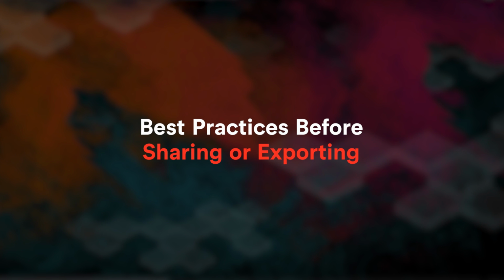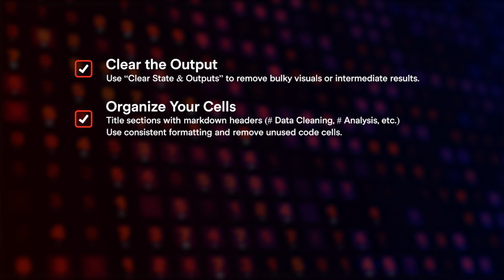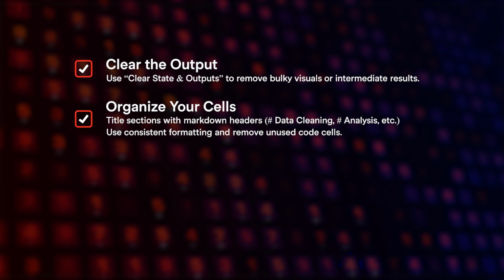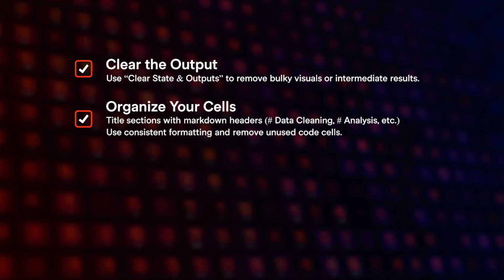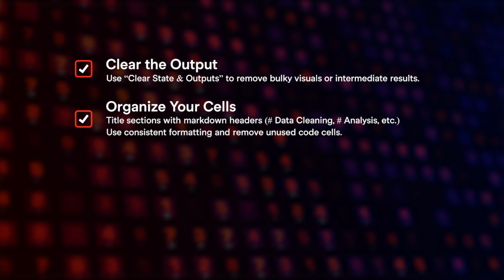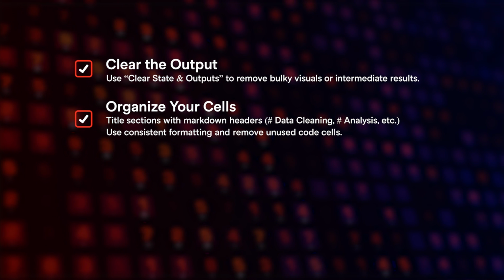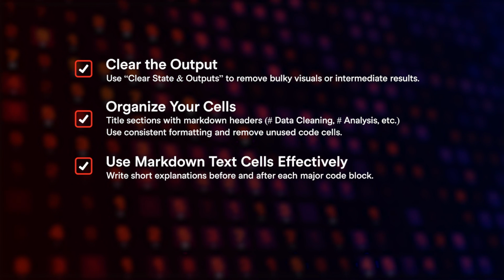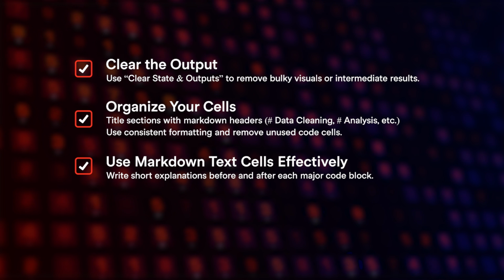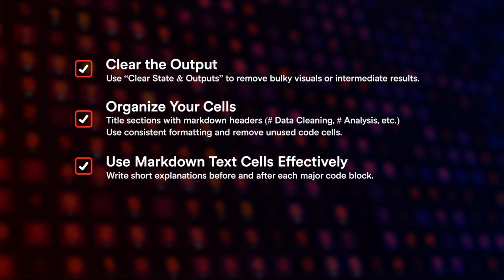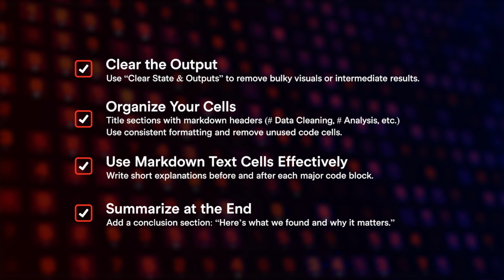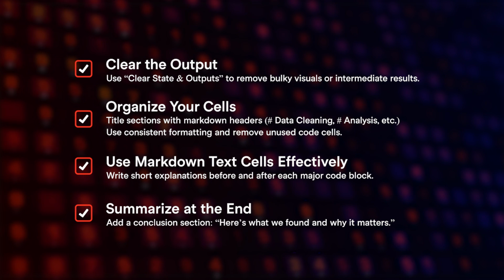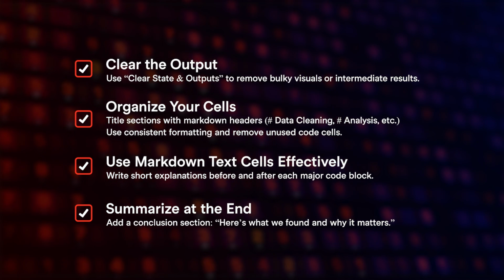Best practices before sharing or exporting. Clear the output. Use clear state and outputs to remove bulky or intermediate visuals. Organize your cells. Title sections with markdown headers, for example, data cleaning, analysis, etc. Use consistent formatting and remove unused code cells. Use markdown text cells effectively. Write short explanations before and after each major code block. Summarize at the end. Add a conclusion section. For example, here's what we found and why it matters.